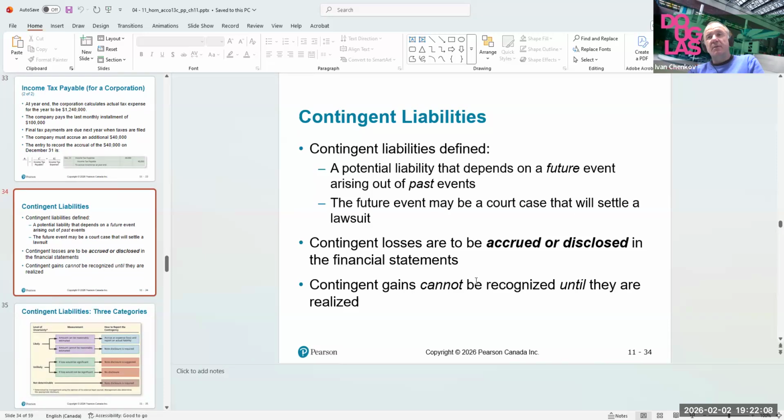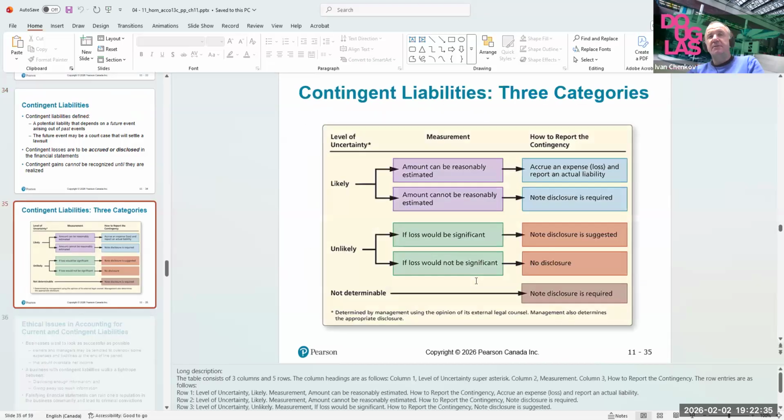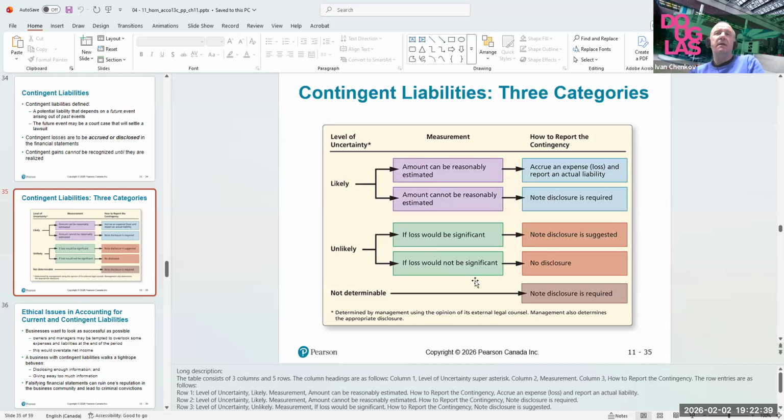The next section is contingent liability. Contingent liability is the estimation of the probability of a future event. Contingent losses are the ones that are recorded. Contingent gains are not recorded until they're actually realized. And we have different scenarios here. The first scenario is how likely this estimated future lawsuit liability is. If it's likely and the amount can be easily estimated, then we have to record it according to the accounting standards for private enterprises.